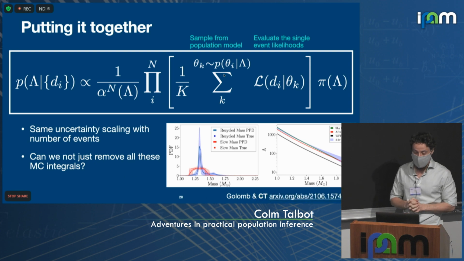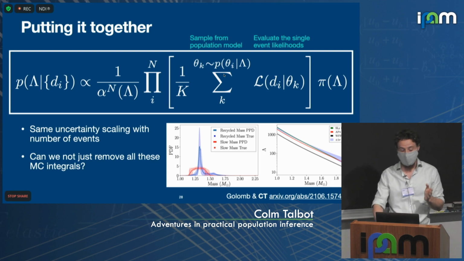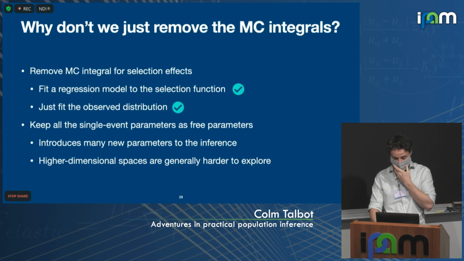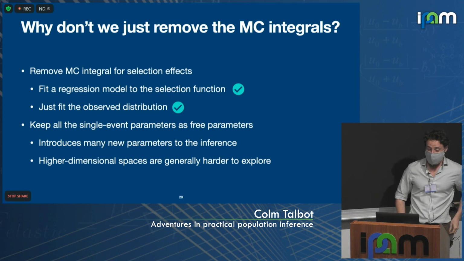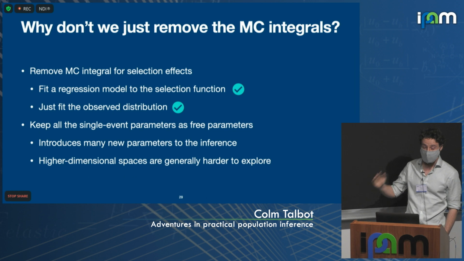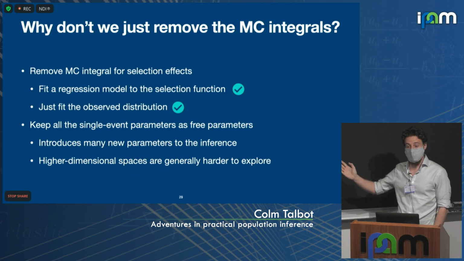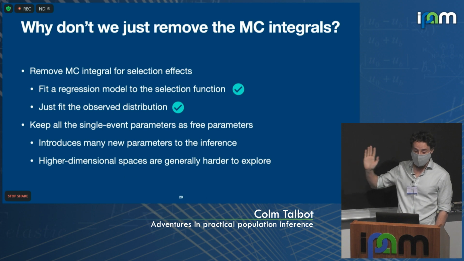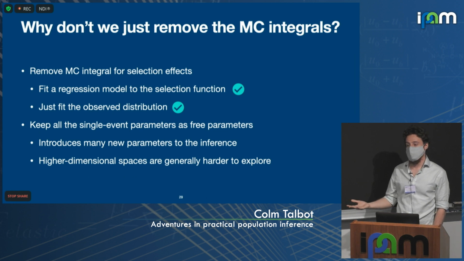So, okay, we found this new method that solves this particular problem, but can we not just remove all of these Monte Carlo integrals entirely? And so why don't we do that? So we can remove the Monte Carlo integral for selection effects. I showed those plots before using the neural networks that showed that you can use some kind of regression model to just fit the global selection function. So that gets a tick. Or you could just fit the observed distribution.